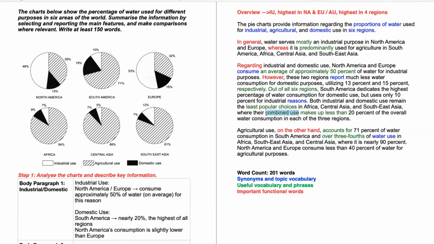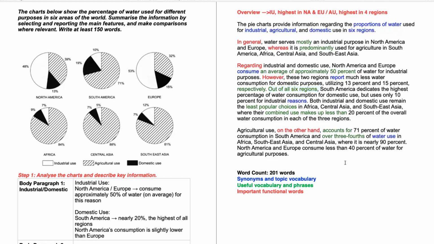Combined use, this is excellent when we have more than 2 pie charts because we're actually looking at the combined percentages, and this is a nice way to compare and contrast ideas. I also see out of all 6 regions. So when you want to pay attention to something in particular, you can say out of all 6 regions, or perhaps if you only had 4, you could say out of all 4. It really depends on how much you have.